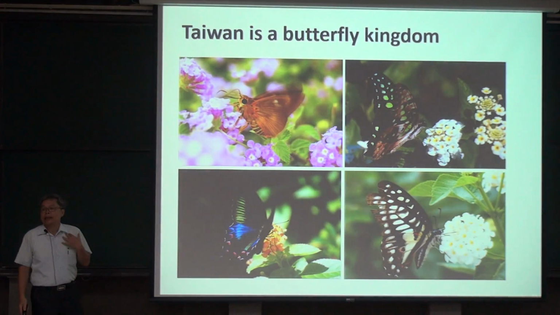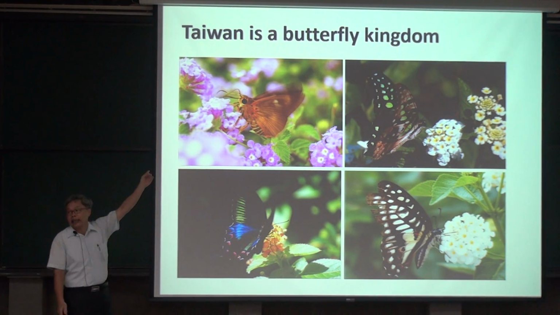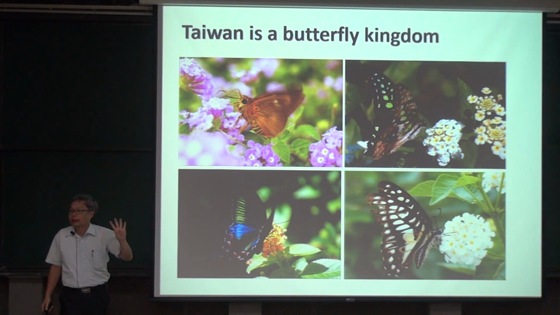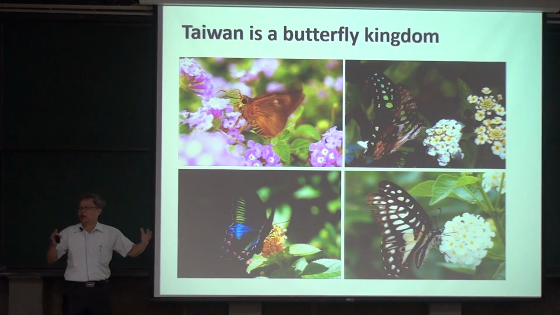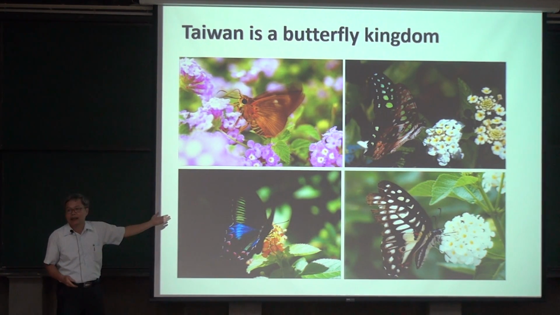The other reason we chose the butterfly is that Taiwan is the kingdom of butterflies. We have more than 400 species of butterfly. So we have a lot of room to do our research if we choose the butterfly here.